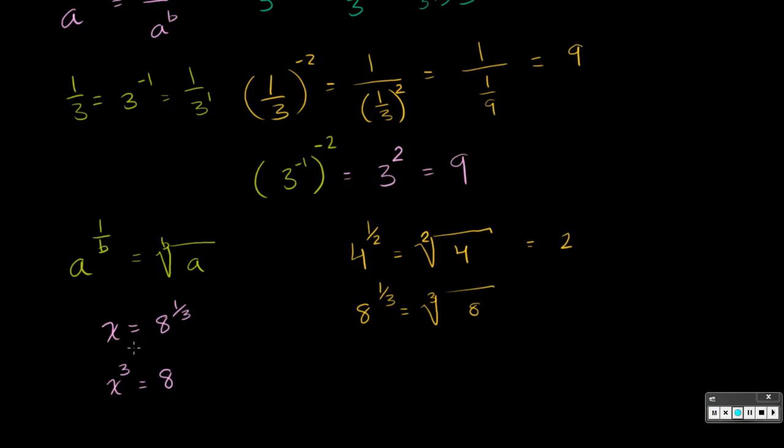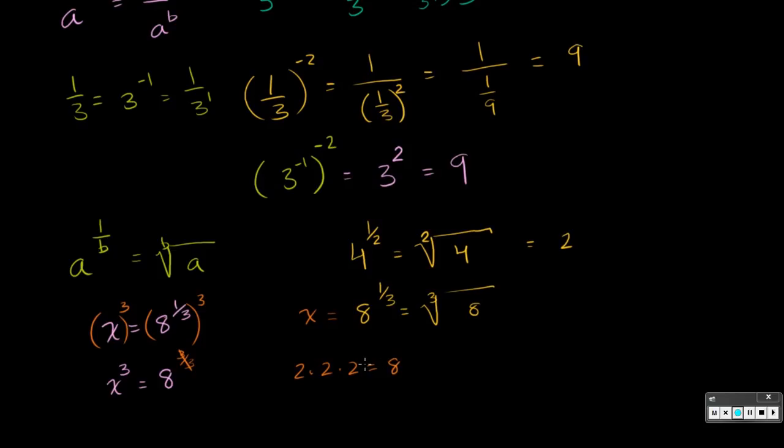And how do I know that these are equivalent statements? Well, I could take both sides of this equation to the 3rd power. If I take the left-hand side to the 3rd power and the right-hand side to the 3rd power, what do I get? On the left-hand side, I get x to the 3rd. On the right-hand side, I get 8 to the 1/3 times 3, which is just 3 over 3, which is just 1. So if x is equal to 8 to the 1/3, what is x? Well, 2 times 2 times 2 is equal to 8.